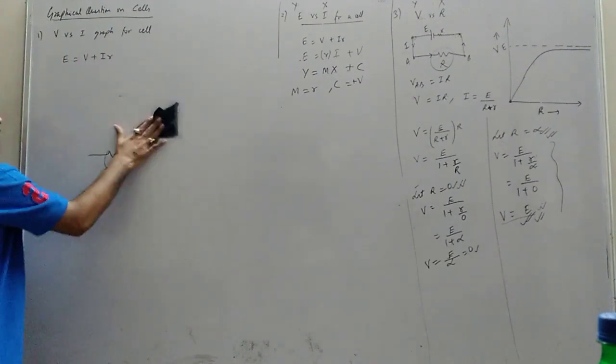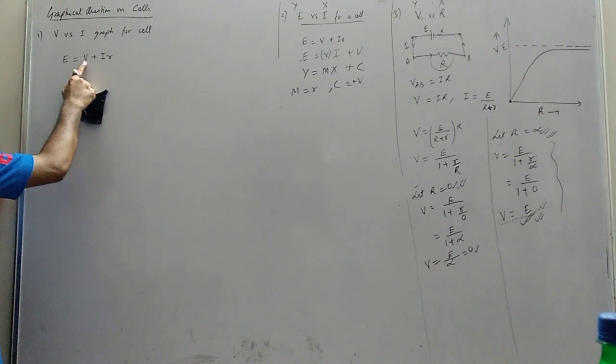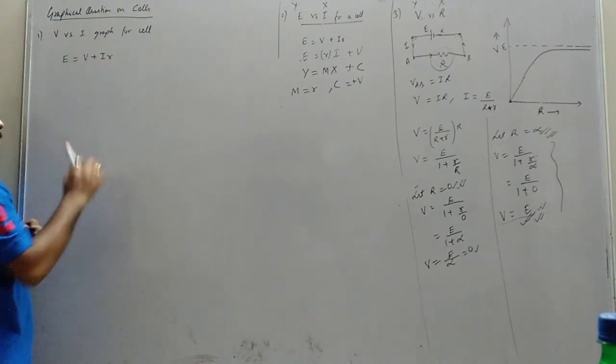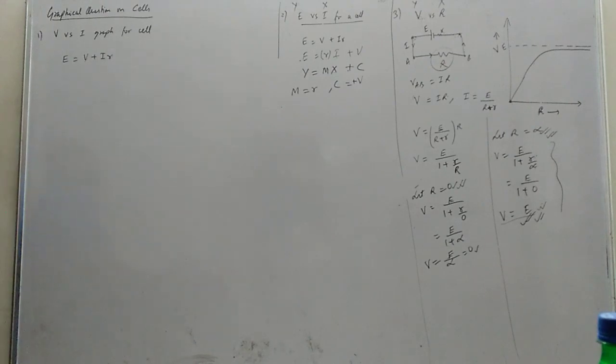Only two things are changing. What? Potential difference across the cell and the current through the cell are changing, because these two depend on the external resistance. Okay, class? You need to understand very nicely. Your first job is that we need an expression in terms of V and I. So we got an expression in terms of E, V and I for a cell: E equals V plus Ir. Done.